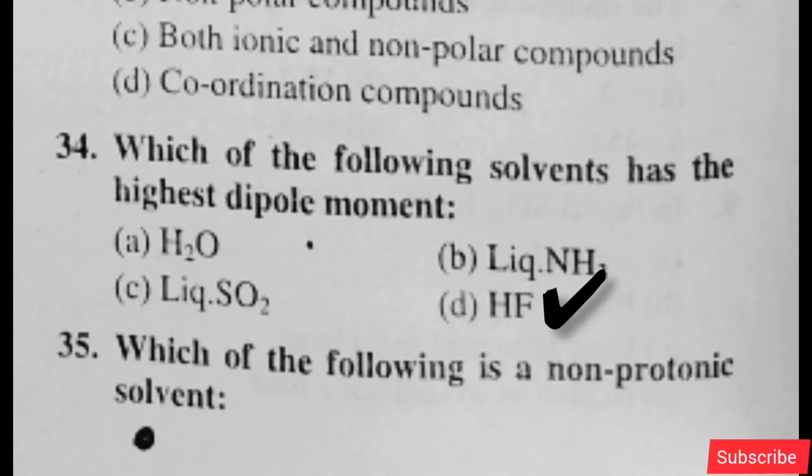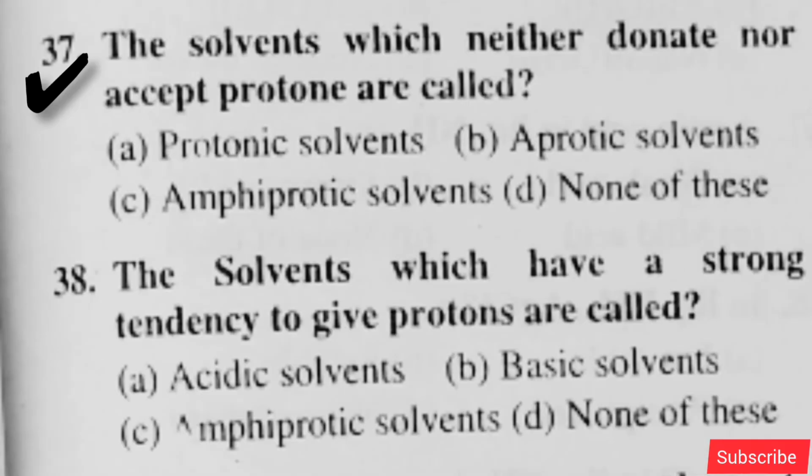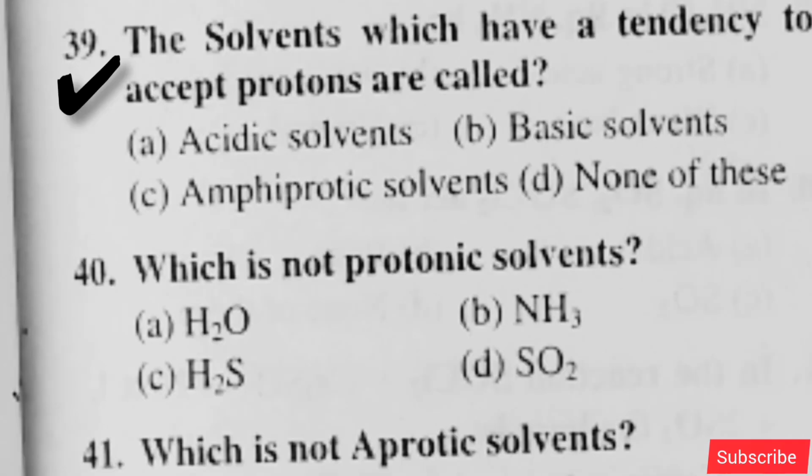Option D is right. Which of the following is a non-protonic solvent? Option B is right. The solvents which have protons H plus ion in solution are called protonic solvent. Option A is right. The solvents which neither donate nor accept proton are called aprotic solvents. Option B is right. The solvents which have a strong tendency to give protons are called. Option A is right. The solvents which have a tendency to accept protons are called.